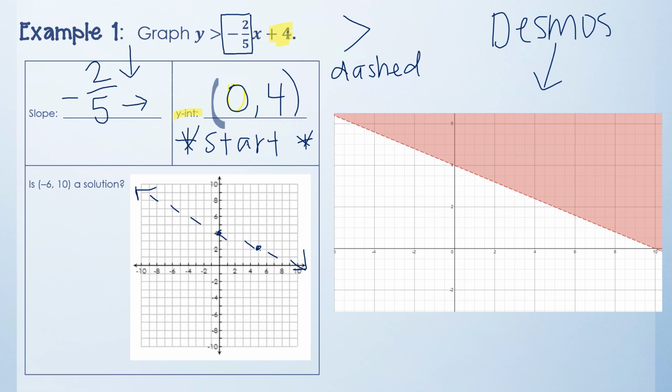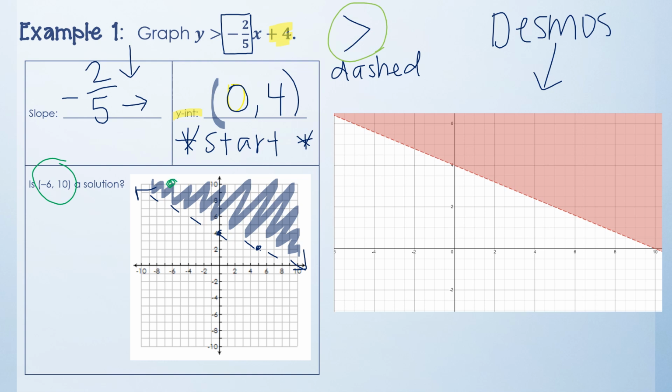For the shading, because my inequality is greater than, I am going to shade everything that is above the line. Again, you can utilize Desmos to help you with that, and you can see that it's shaded above in Desmos. So that's where I want to shade for my inequality. Any point that falls in that shaded region is a solution. So is the point (-6, 10) a solution? That point would be up here. And so yes, it is a solution.